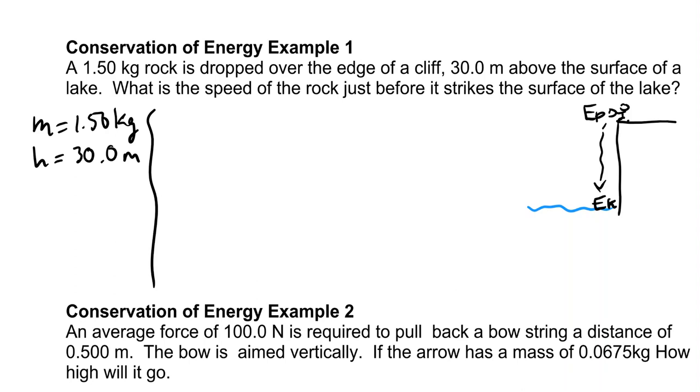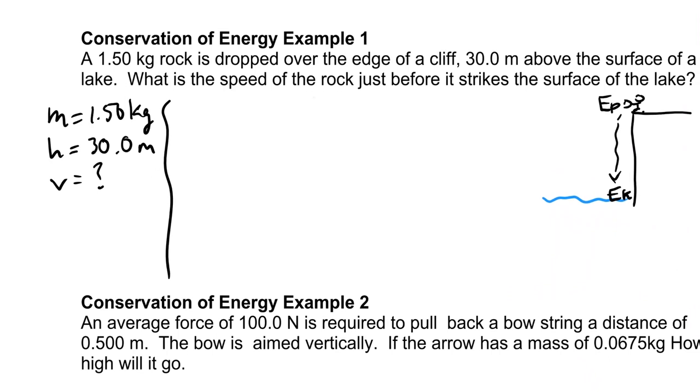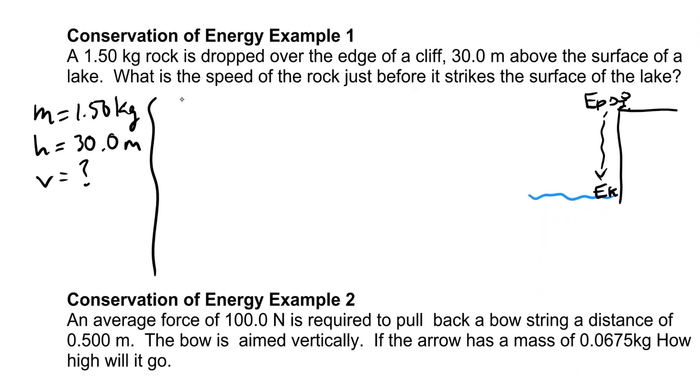30 meters. What is the speed? V. Okay, perfect. Hopefully this makes sense: the height is the potential energy, and the velocity is related to the kinetic energy. So the first thing we have to do is find the potential energy, which is just mgh.